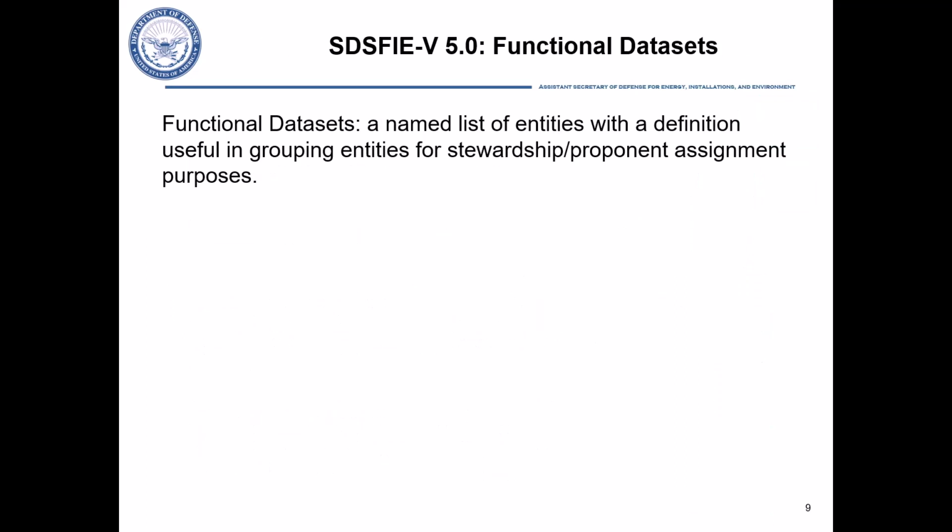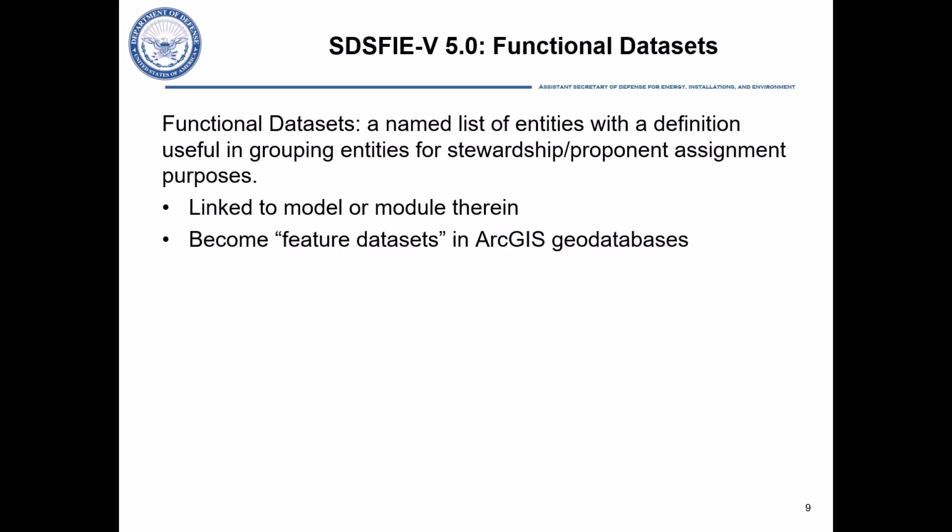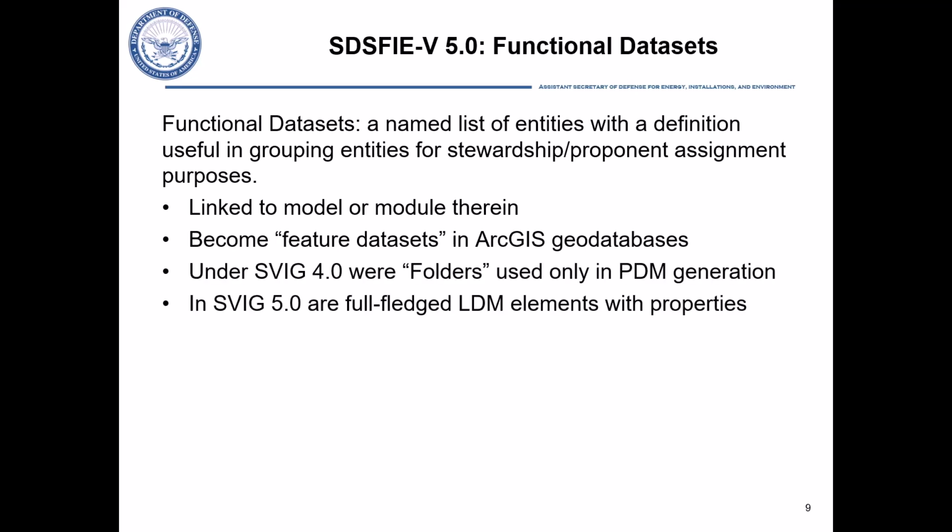A functional dataset is a named list of entities with a conceptual definition useful in grouping entities typically for stewardship or proponent assignment purposes. Functional datasets are linked to a model or submodel therein. Functional datasets become feature datasets in ArcGIS at PDM generation time. Unlike folders in the 4.0 Gold model, 5.0 functional datasets are now part of the logical data model as full-fledged elements with properties and can be visualized with portal tools.